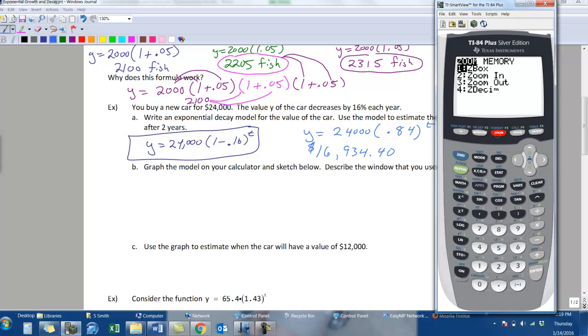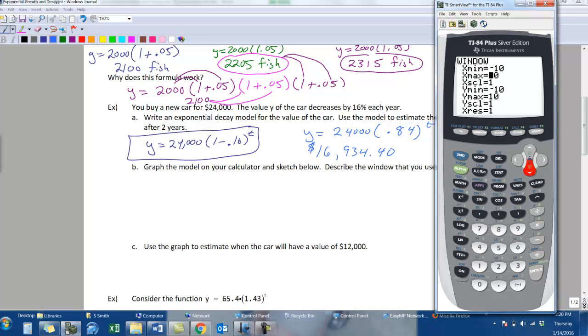Now, most of us are probably in our standard negative 10 to 10 window, and when you graph it, well, shoot, nothing happens. Now, let's think about why nothing happens. At time 0, t is our x value. At time 0, what is the value of our car? Well, our initial amount is 24,000, so our y, the value of the car, is way up there at 24,000. So we have to change our window.